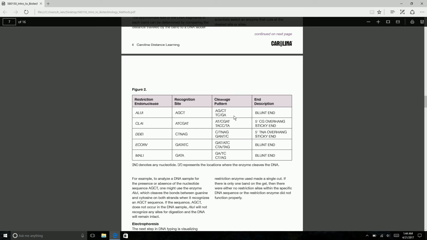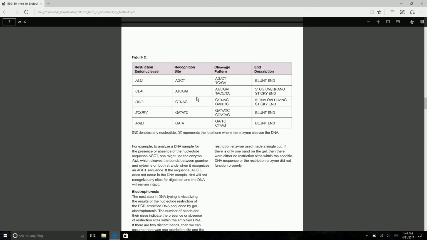These kinds of ends are called blunt ends. Now here is an example of another enzyme. This is called CLAV1. Its recognition sequence is ATCG80. It's going to recognize this sequence. But where is it going to cut? It is going to cut between T and C.